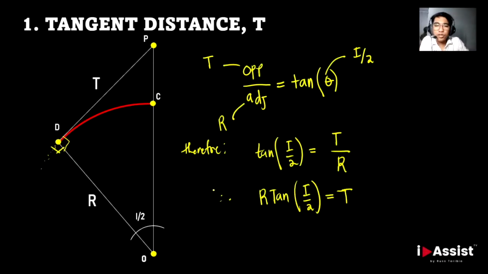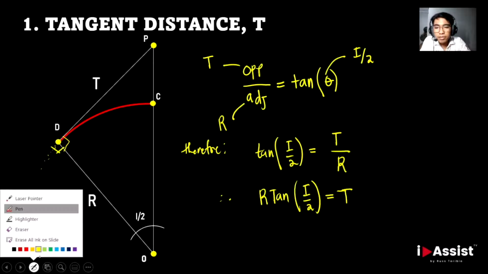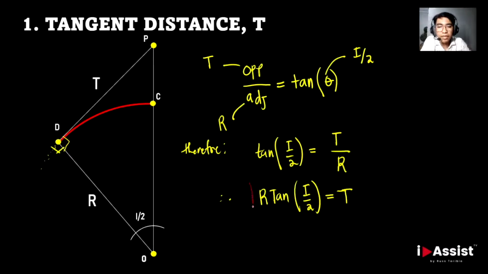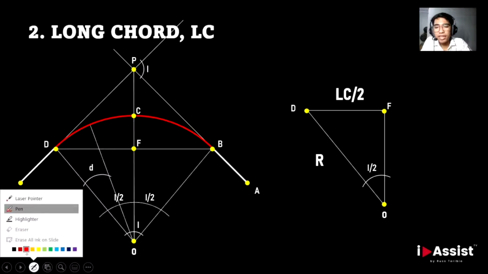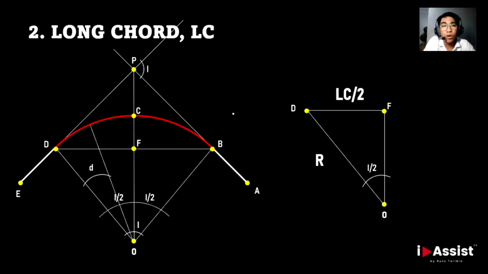So again, you use tangent, opposite over adjacent, and then perform the necessary manipulations to arrive at what you're looking for, which is in this case, tangent. Okay, so the formula for the tangent distance would be the radius multiplied by the tangent of I over 2. Okay, that's it. Next, after ng tangent distance, ang hahanapin naman natin is the long chord.